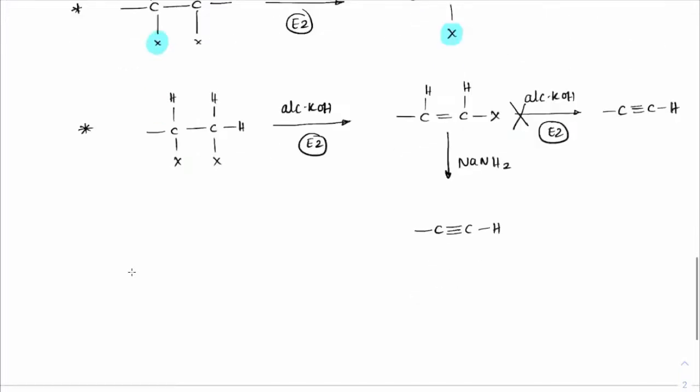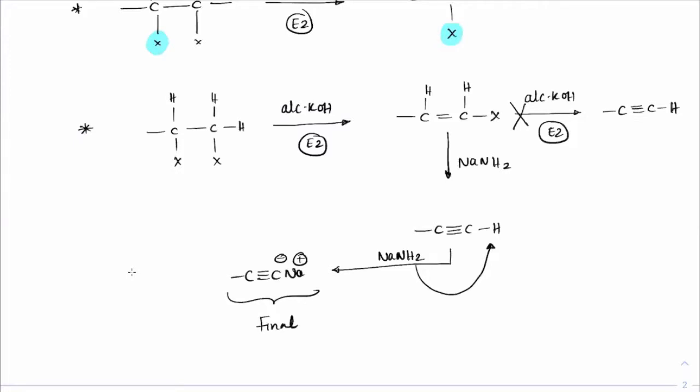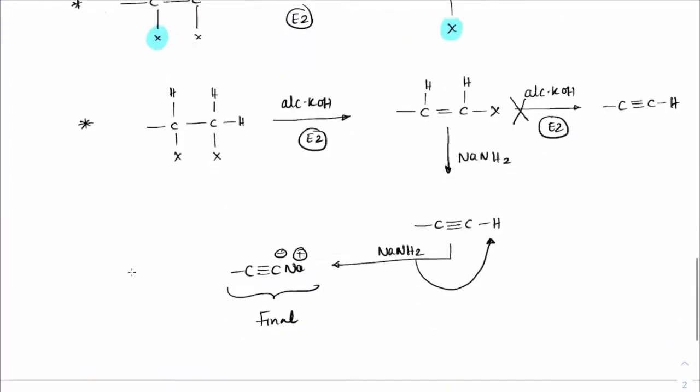But the problem with this NaNH2, I'll tell you, is that after formation of this terminal alkyne, one extra mole of NaNH2 again will extract this proton which is present, and finally it will leave as a salt form. So the final product, if you observe with NaNH2, has to be this. So you have to leave it in a salt form, not in an acid form, not like a triple bond CH form.